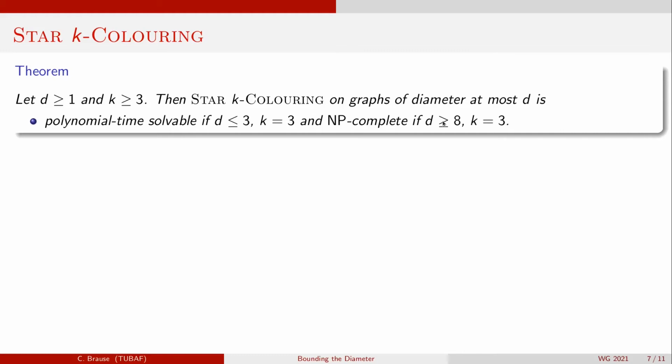At this point, let me sketch our polynomial algorithm. Well, first of all, we do some pre-calculations. For example, we test for 5 cycles. Suppose for a contradiction that a star 3-colorable graph has a 5 cycle.